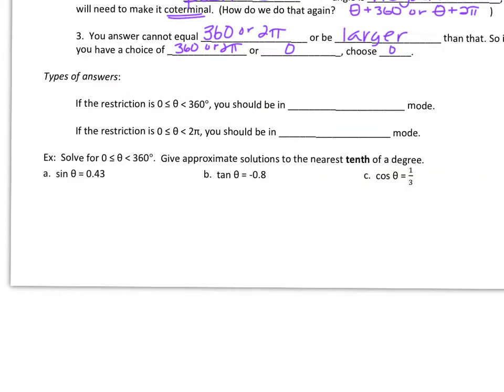Last but not least, it's going to be important to know what kind of answer you're looking for. In the directions, you'll have a restriction like this one or this one. It says if theta is between 0 and 360, make sure your calculator is then in degree mode. It's important to check that before you start a section of homework. You want to make sure you're in the correct mode, otherwise your angles won't match. If the restriction's between 0 and 2 pi in the directions, then you should be in radian mode.